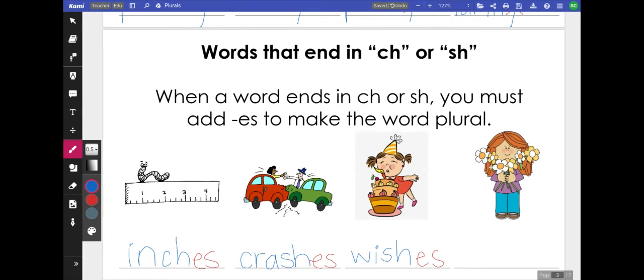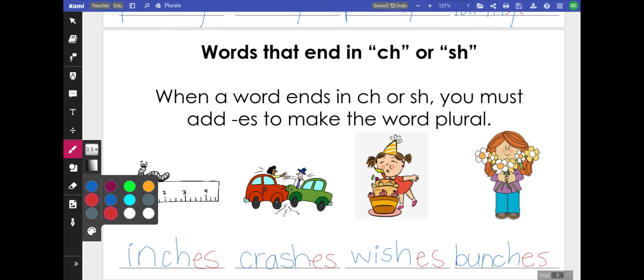Now this girl has a bunch of flowers. So let's sound out the word bunch. B, b, bun, bunch. Okay? And again, to make it plural, we're going to add the es. So we have bunches, bunches.